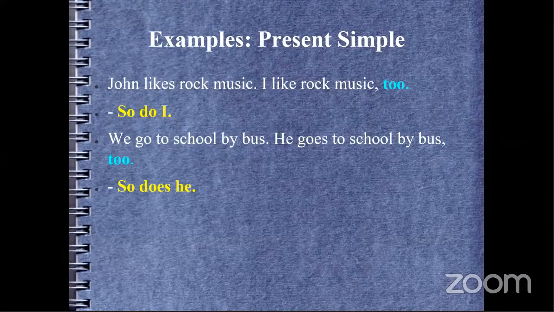Queremos evitar la segunda. So we say, we go to school by bus, so does he. Does, because the subject is he. He is third person. In the third person, we have the auxiliary verb does. Does he is positive, so does he.